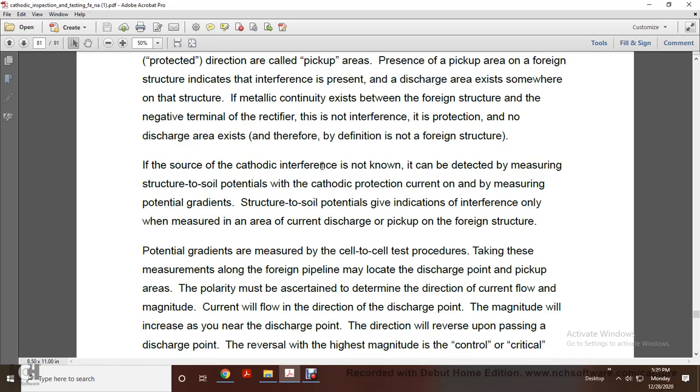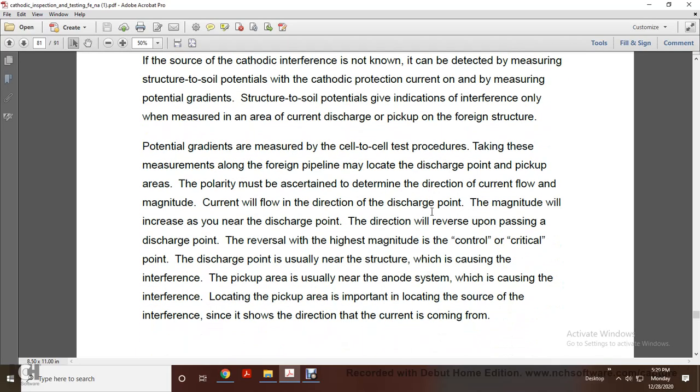With these sources of cathodic protection, cathodic interference is known. Measuring structure-to-soil potential does not detect the cathodic protection current itself, but by measuring potential gradients, the structure-to-soil potential change gives an indication of interference only when measured in an area with current discharge or pickup on the foreign structure. Potential gradients are measured with the cell. The cell test procedure for taking these measurements is given along the pipeline.